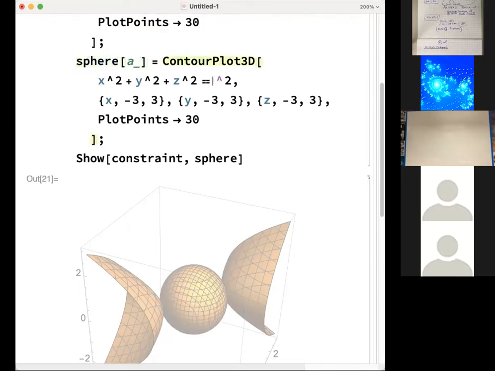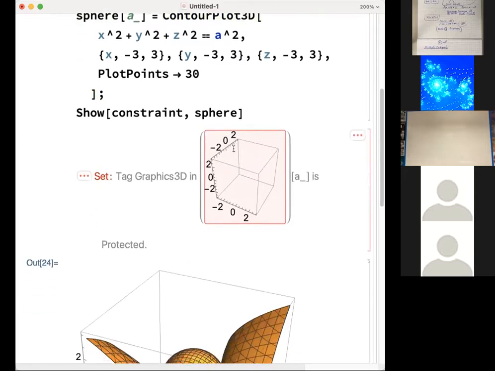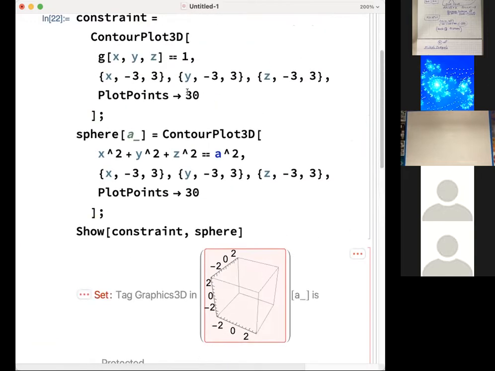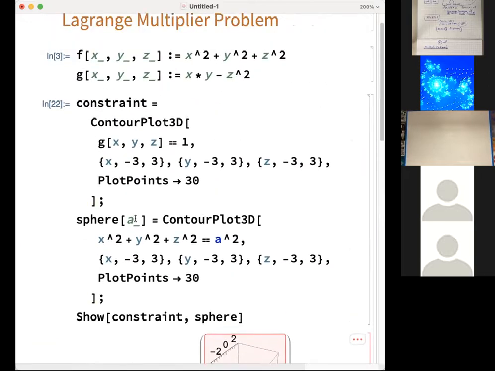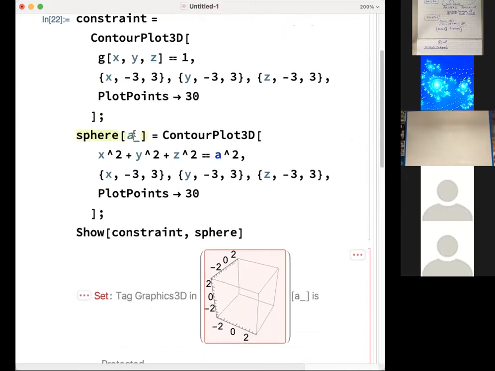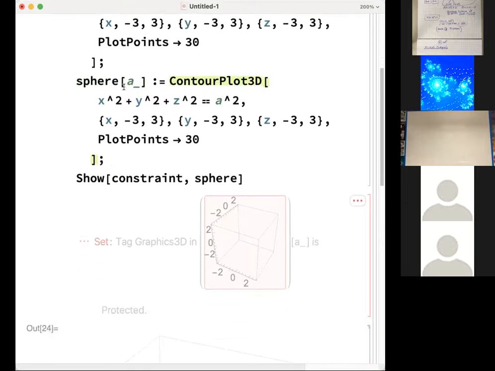Why is it not writing the A as a variable? I'm nervous about the output of that. A is protected. See, I always run into this situation. So what is A being used for in my sheets? I'm not sure. Let's try R. So that means somehow I've assigned the value A to something. R is protected. Okay, I think I haven't set this equal to. There we go. I didn't say I was defining a function. So I think the A would be okay too. Okay, now I've defined a function of spheres of different radiuses.